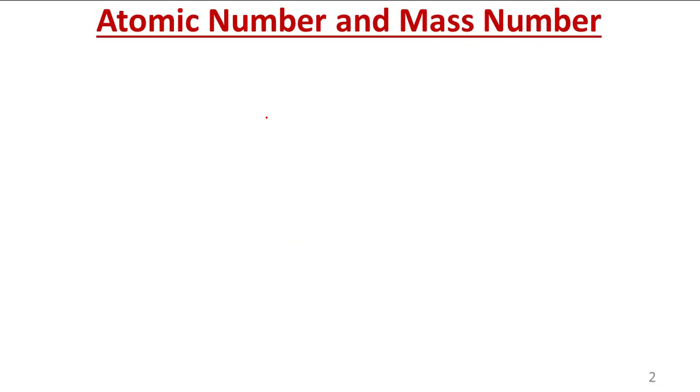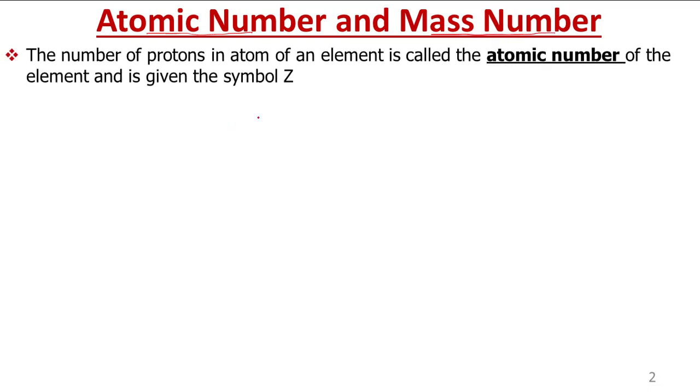First, let us revise some terms that you are already aware of: atomic number and mass number. Now, the atomic number of an element is equal to the number of protons in an atom of that element, and it is denoted by a symbol Z. So what is atomic number? The number of protons in an atom of an element is called atomic number, and it is denoted by symbol Z.